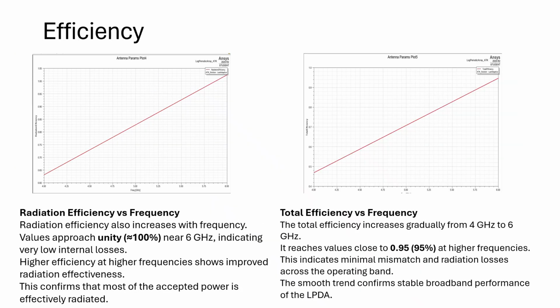Efficiency. Efficiency represents how efficiently the antenna converts input power into radiated power. Radiation efficiency increases with frequency and approaches nearly 100% near 6 GHz, indicating very low internal loss. Total efficiency reaches around 95%, meaning mismatch and radiation losses are minimal. These results confirm efficient broadband performance of the LPDA antenna.